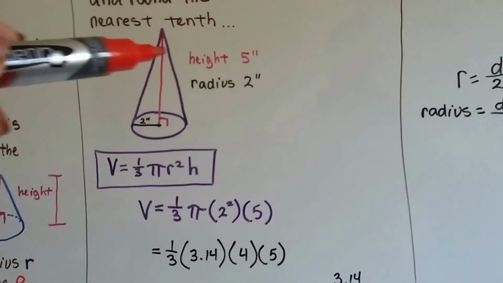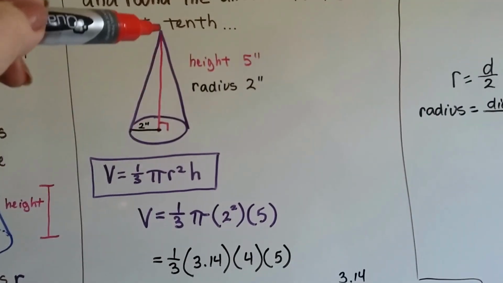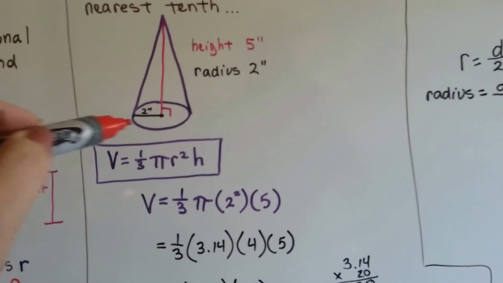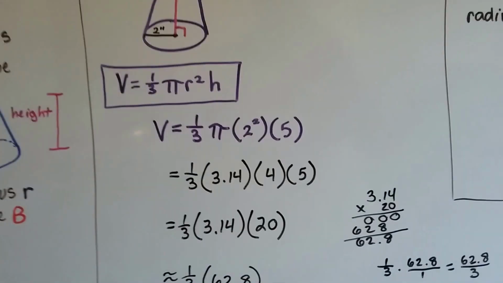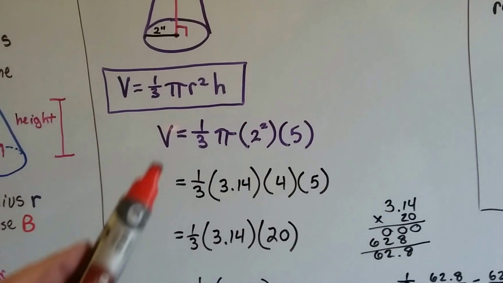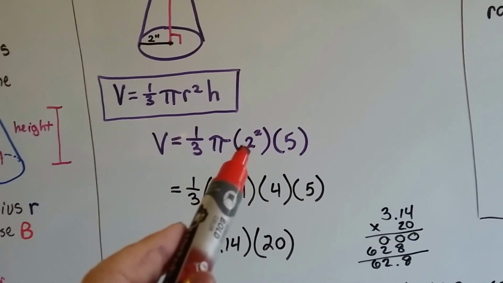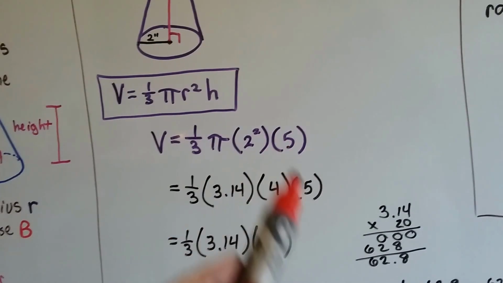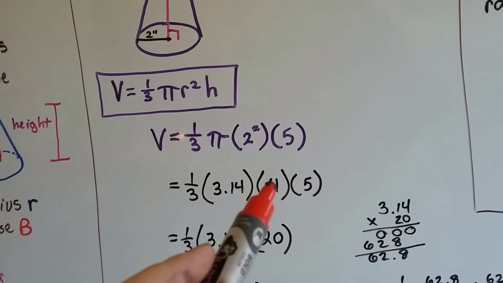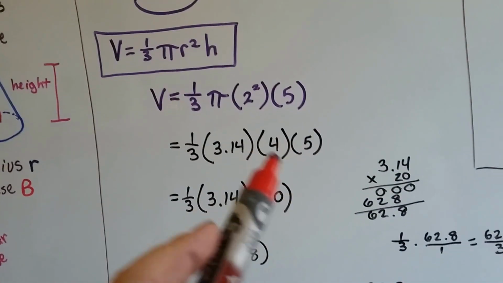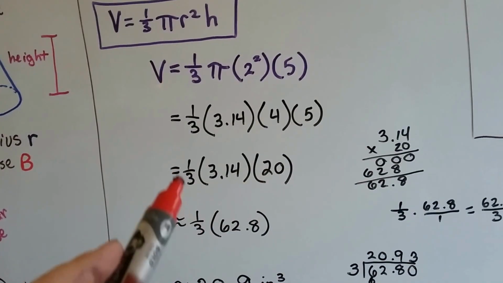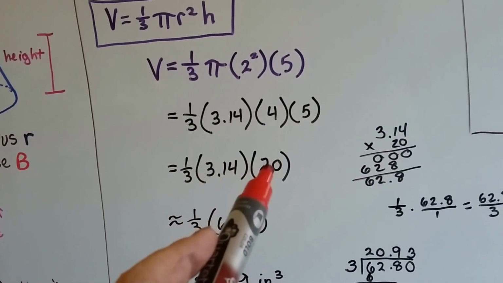So we have a height of 5 coming straight up in the base, perpendicular, straight up through the vertex, and a radius of 2. I'm going to plug those numbers into our volume formula. So now we've got that the volume is 1/3 times pi times 2 squared times 5. Well, 2 squared is 4. We drop the 5 down. 4 times 5 is 20. Now we've got 1/3 times 3.14 times 20.